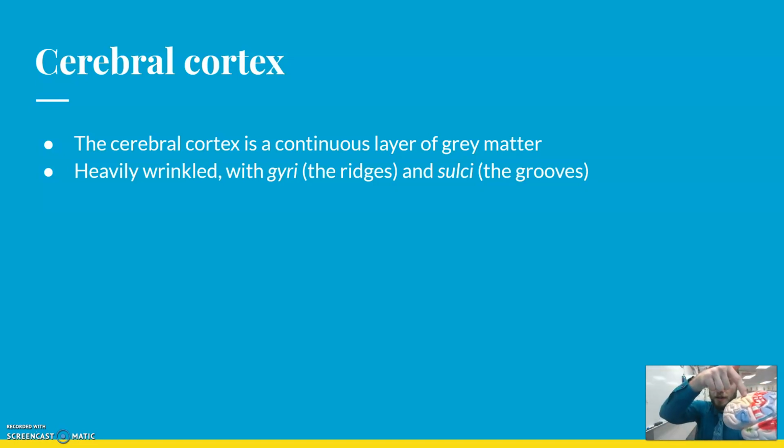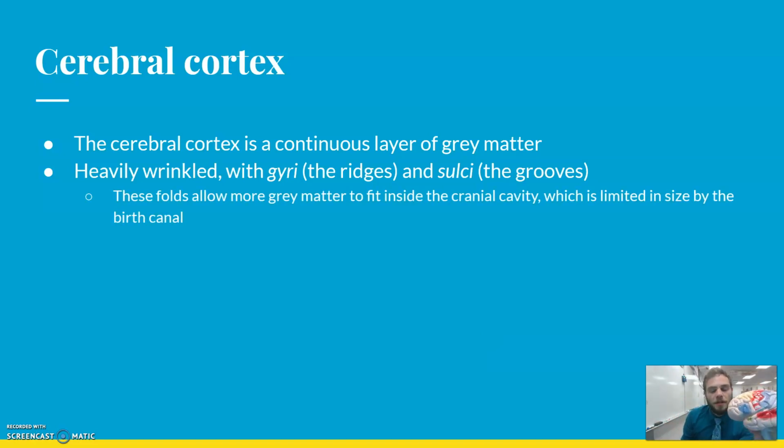The ridges that you have, like the mountains if this were some sort of weird mountain range, are called gyri, and then the valleys or grooves in between them are called sulci. The singular of these would be a gyrus and a sulcus. But the reason that you have these is that it allows you to fit way more gray matter inside your cranial cavity. If your brain was completely smooth, you would have much less brain matter and much less information that you'd be able to store inside your brain.